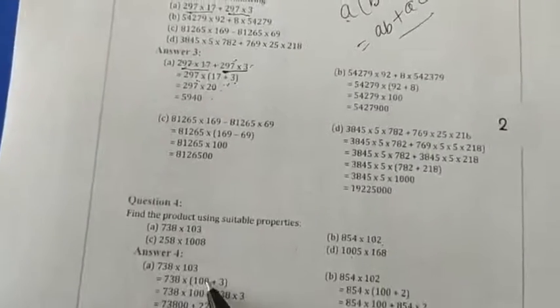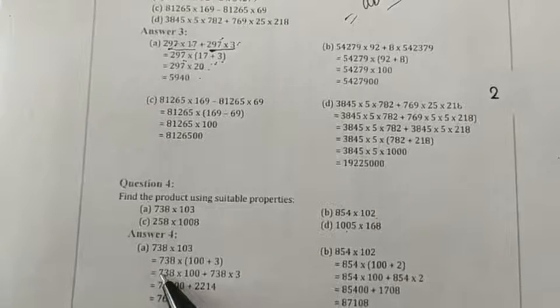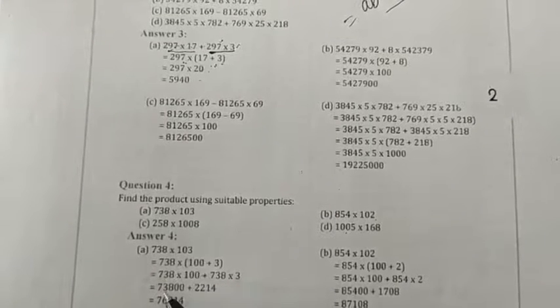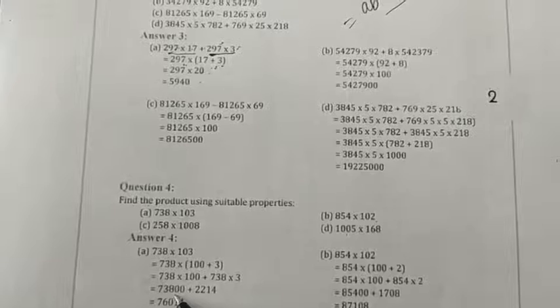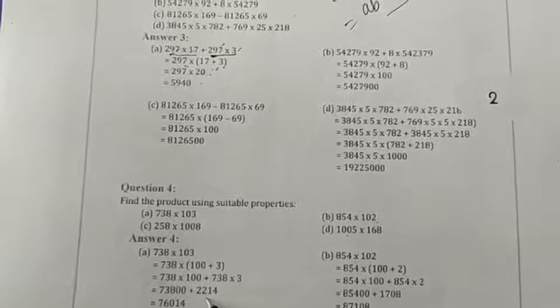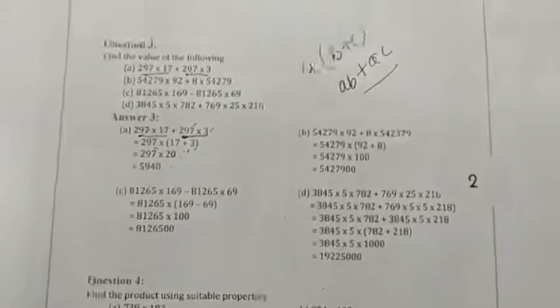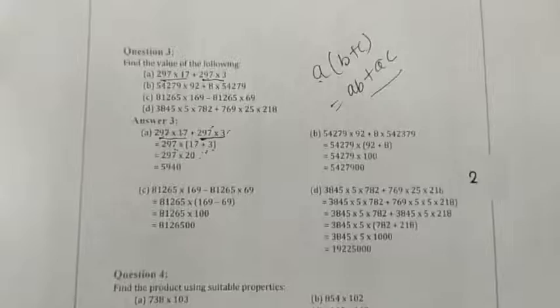Same here, 738 into 100, 738 into 3. You will do the multiplication, apply the BODMAS here. 738 into 100 will be 73,800. And 738 into 3, that will be 2,214. You will add these two numbers, you will get this number. That is a suitable arrangement or the suitable property.